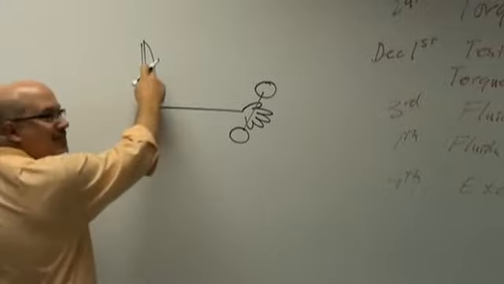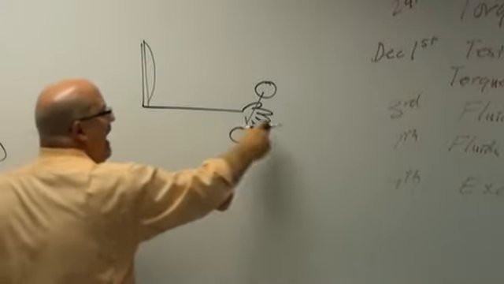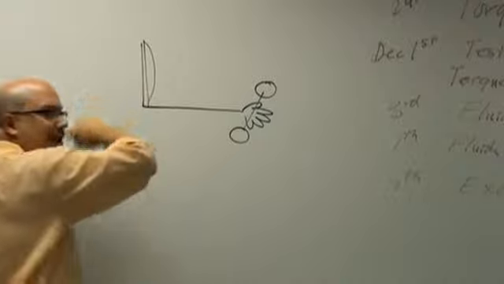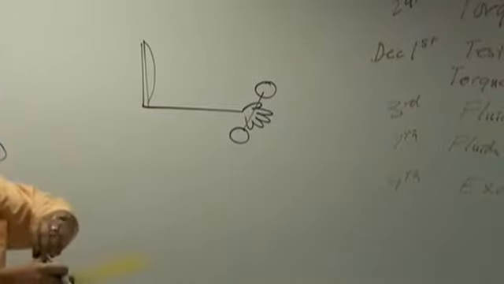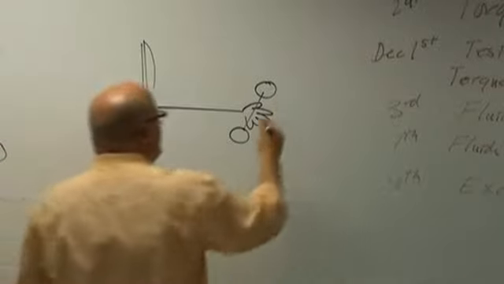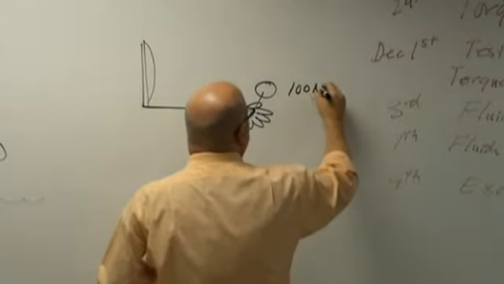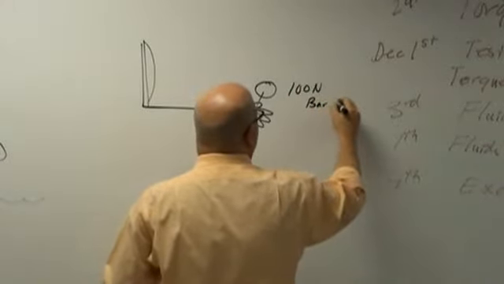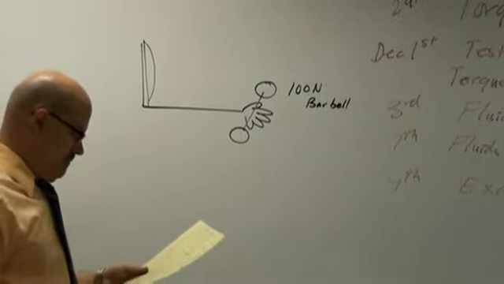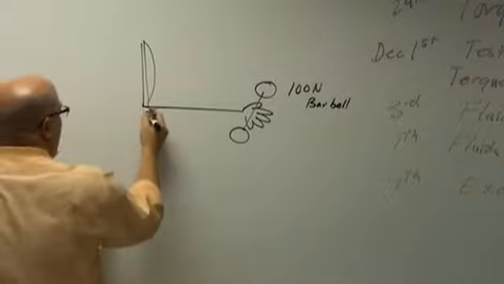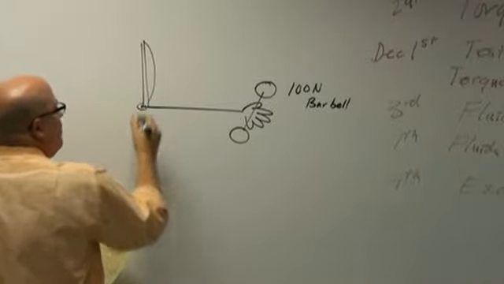Here's your bicep, your arm, forearm, hand, barbell, okay? And you are going to hold this barbell in place. The barbell is a 100-Newton barbell. Why would you buy a barbell and not use it? All right.